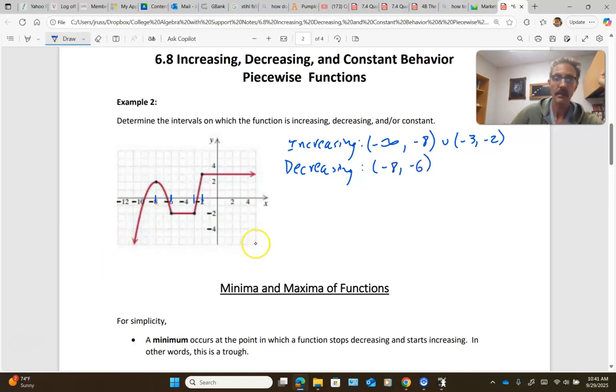And then finally, there's two intervals for which this function is constant. This interval here, from -6 all the way to -3. And then again, this interval up here, which starts at -2 and goes on forever. So we're going to say from -2 to positive infinity.